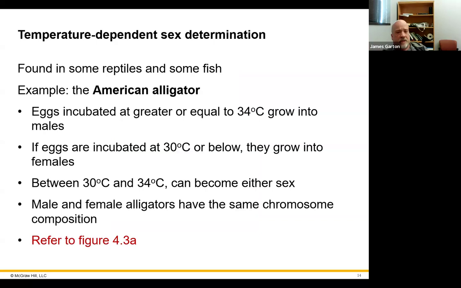And then in some things, it's temperature dependent. For example, in an alligator, eggs that are incubated at temperatures equal to or greater than 34 degrees centigrade become male. If they're incubated below 30, they become female. If they're incubated somewhere between 30 and 34 centigrade, flip a coin. And in alligators, male and female of the species have the exact same chromosome makeup.